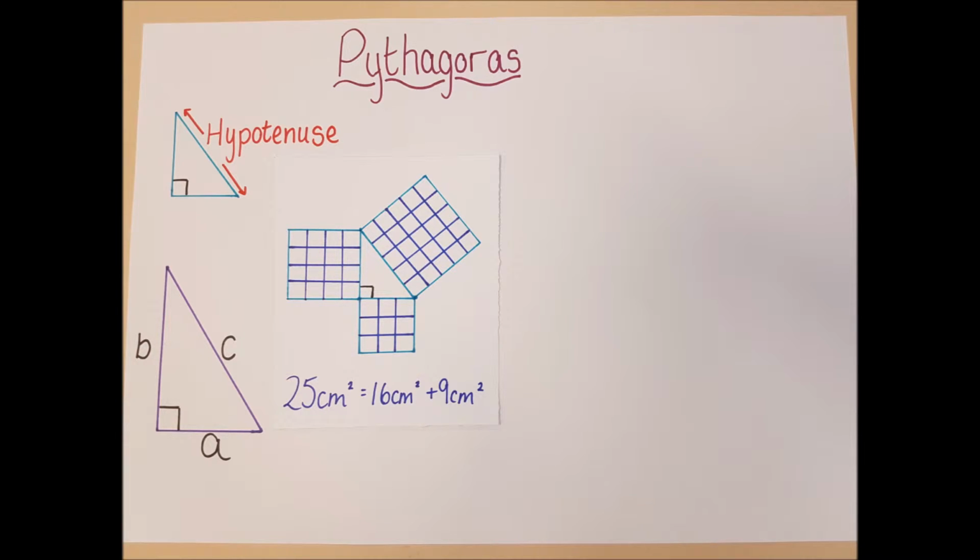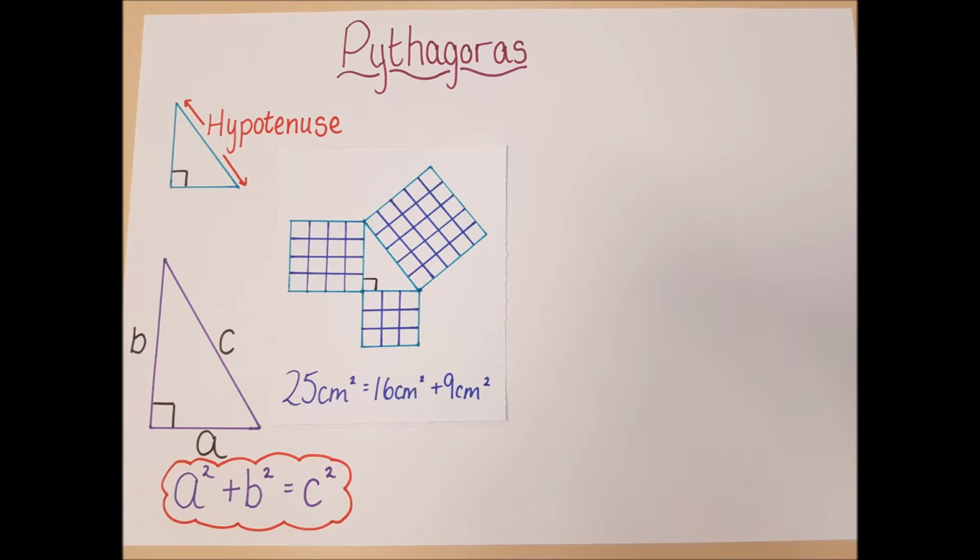You may now note that the area of a square is equal to the length of one of its sides squared, and since the length of one of its sides is equal to the length of the side on the triangle it's next to, we can say that the area of each square is equal to the length of the side on the triangle it's next to squared. If we label the triangle like we did before, we can generalise the formula as a squared plus b squared equals c squared, where c is the length of the hypotenuse of the triangle and a and b are the length of the smaller sides.